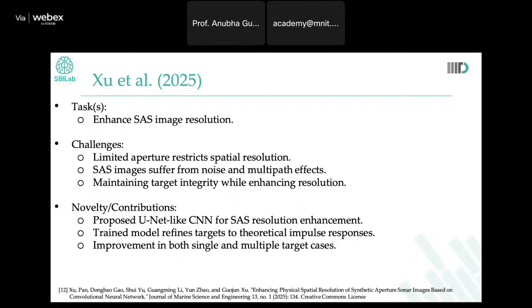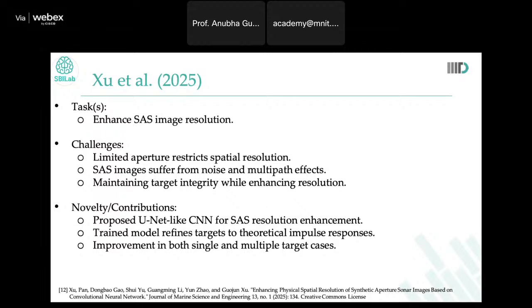Now, this is another paper published in 2025 itself, this year. And this is on enhancing physical spatial resolution of synthetic aperture sonar images based on convolutional neural network. Again, CNNs have been used here. So the task was to enhance SAS image resolution. Again, the challenge is that limited aperture restricts spatial resolution, which we have been discussing in this talk frequently.